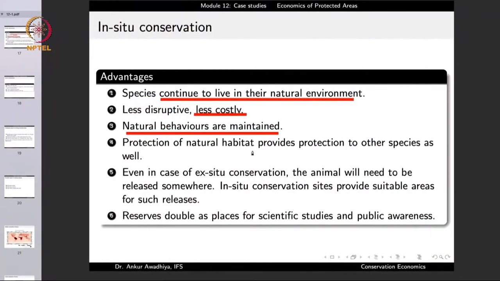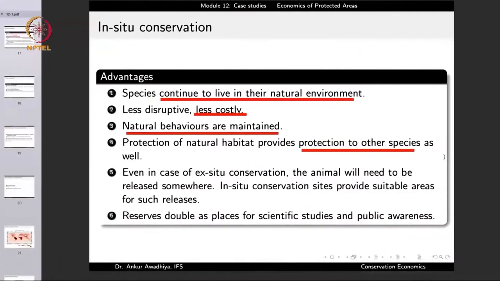Then protection of the natural habitat provides protection to other species as well. So if you are, say, trying to conserve tiger by creating a tiger reserve, then not only is the tiger protected, but also the other species that live in the forest, they also get protection automatically. Whereas if you were trying to conserve tigers using ex situ conservation facilities, you would have brought the tiger outside, you would have conserved the tiger, but when its habitat gets destroyed, then the other species will also be in a peril. And so a distinctive advantage of in situ conservation is that it provides protection to other species as well.